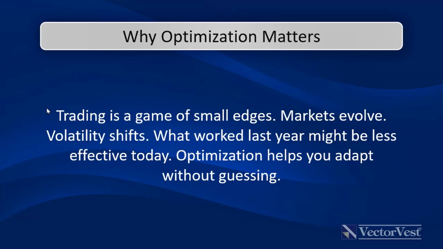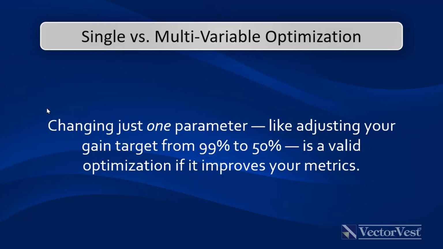Markets evolve, volatility shifts. What worked last year may be less effective today, or what worked 5 years ago may be less effective and not holding up well over the last couple of years. Optimization helps you adapt without guessing. If your system isn't regularly tested and tuned, you're essentially driving a race car without ever checking the engine. It might work for a while, but eventually performance will break down.